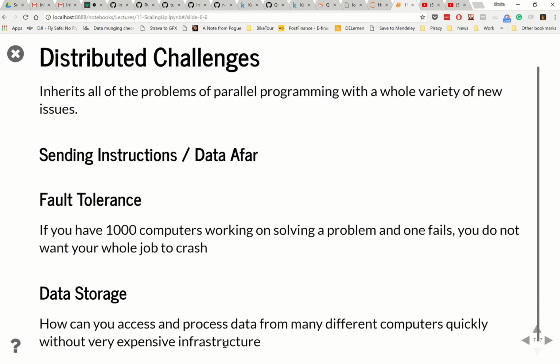Distributed challenges are kind of all of the things you have with parallel, but made even more complicated because you have to send instructions and data to other computers. And so you have to be able to communicate with them well. You have to send instructions in a way that the other computer understands.